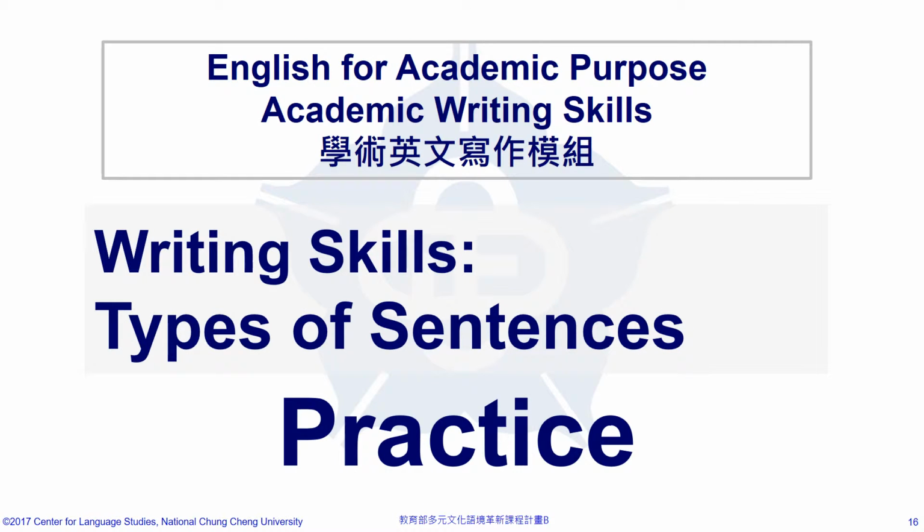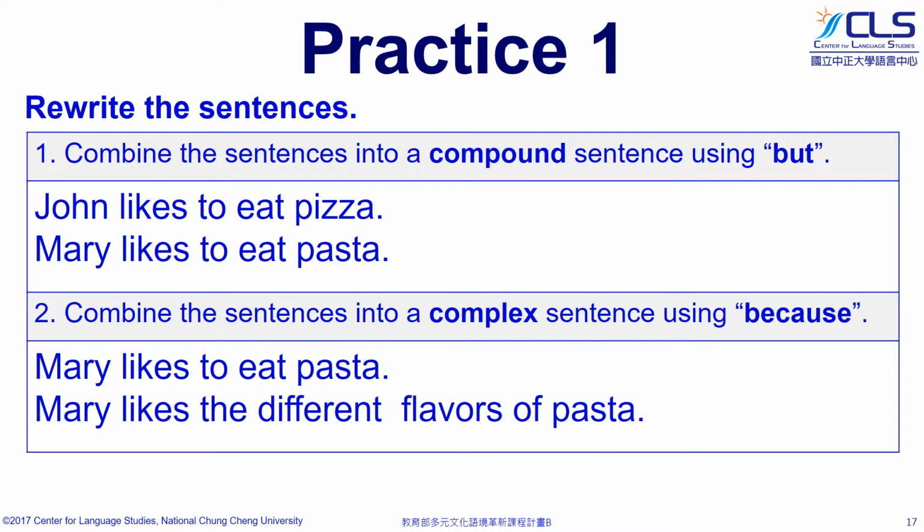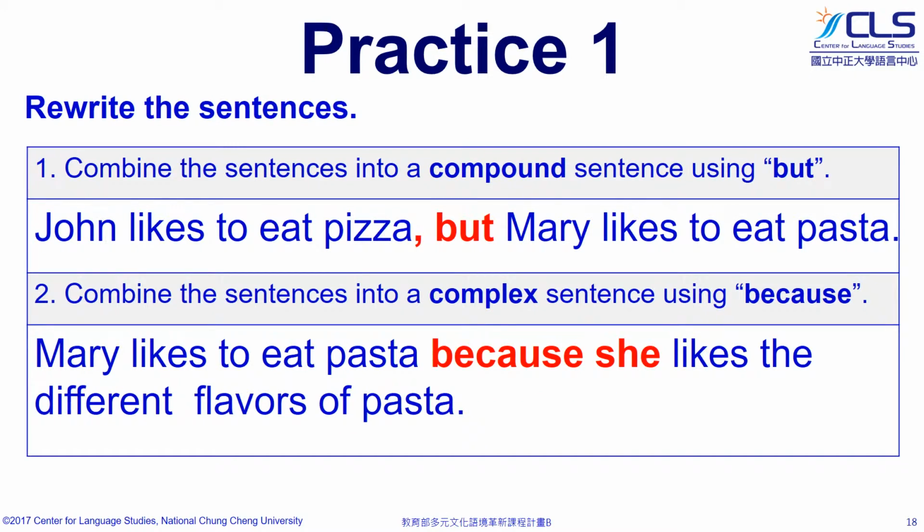We've learned the 4 sentence types. Now, let's practice to check how much we have learned. Now, please rewrite the sentences. So, in the first one, but can be used with a comma to connect the 2 independent clauses. For the second one, besides using because, we can also use the pronoun she to refer to the person's name which has been mentioned.